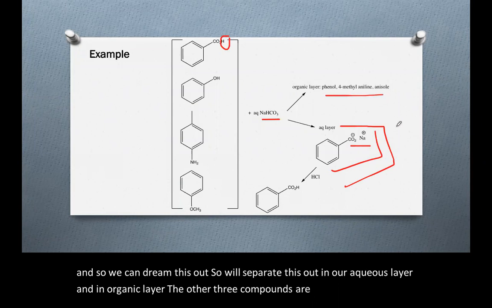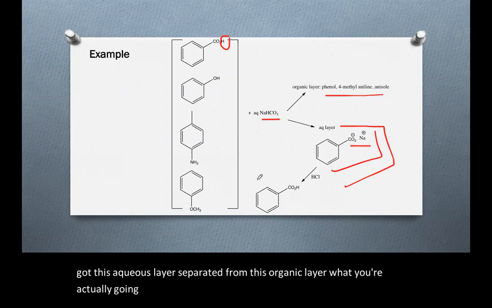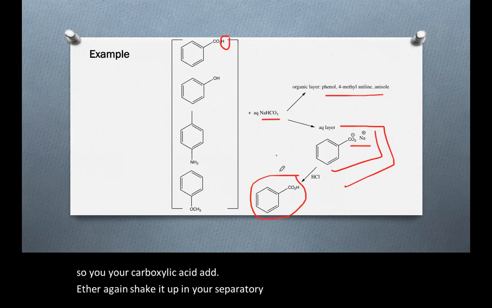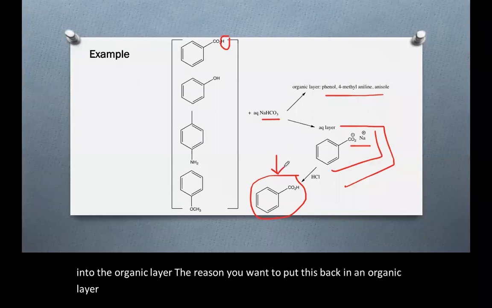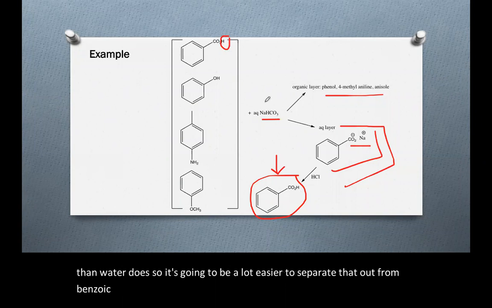Now, once you've got this aqueous layer separated from this organic layer, what you're actually going to do is add HCl and reprotonate that. So you regenerate your carboxylic acid, add ether, and again, shake it up in your separatory funnel. This is going to now go into the organic layer. The reason you want to put this back in an organic layer is that ether is a lot more volatile and has a lot lower boiling point than water does. So it's going to be a lot easier to separate that out from benzoic acid. Okay, so in this way, you've separated benzoic acid out.